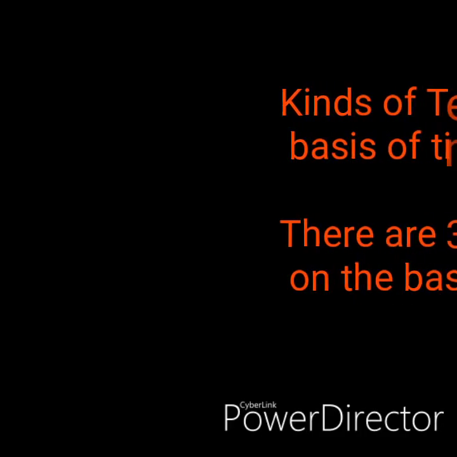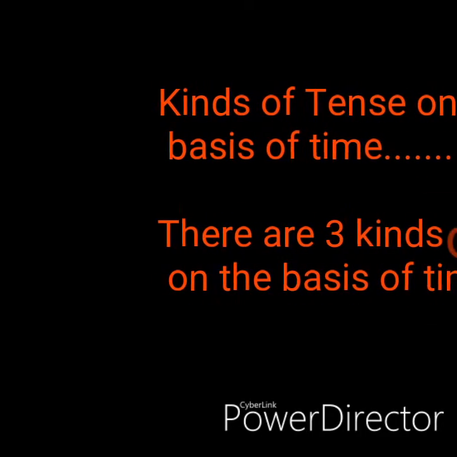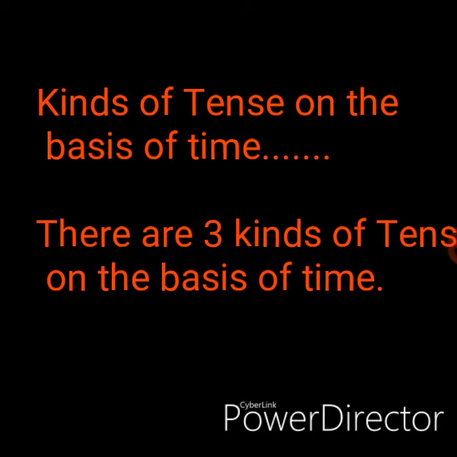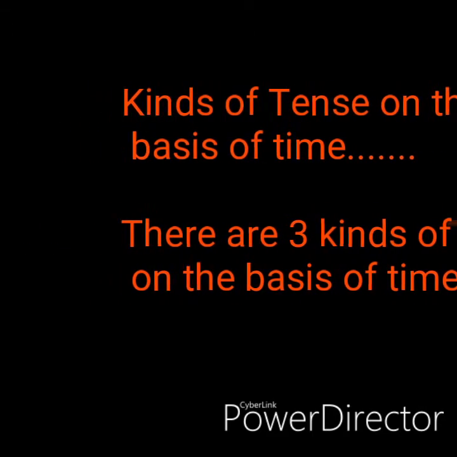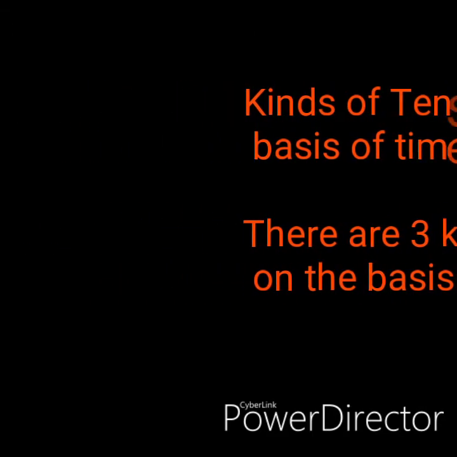After definition, we will discuss kinds of tense. There are only three kinds of tenses on the basis of time. Although, according to NCERT books, there are only two tenses in English on the basis of verb forms.